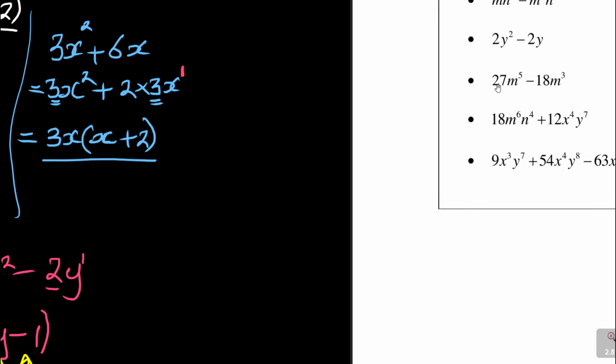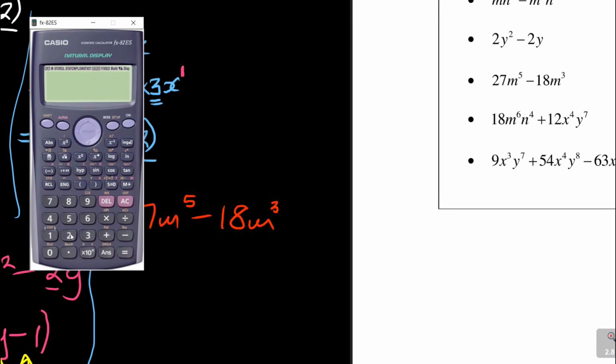Next one, 27. Let's look at this one here. I've got 27m to the power of 5 minus 18m to the power of 3. All right, not a problem. Do the same thing. For 27, take a calculator just to remind you again. What you do, you say 27 equal to, shift, you press that button. Let me use my calculator here. 27 equal to shift that, it gives me 3 cubed.